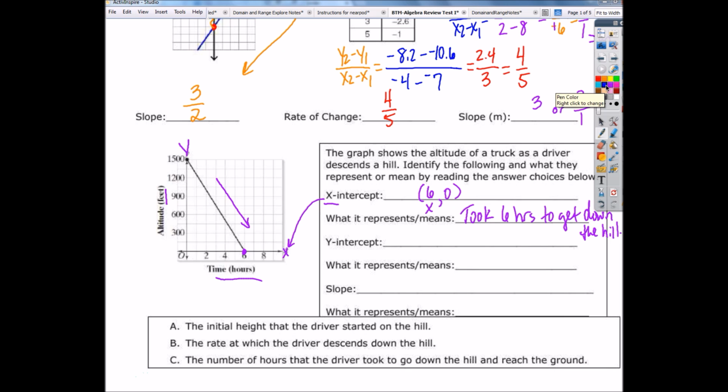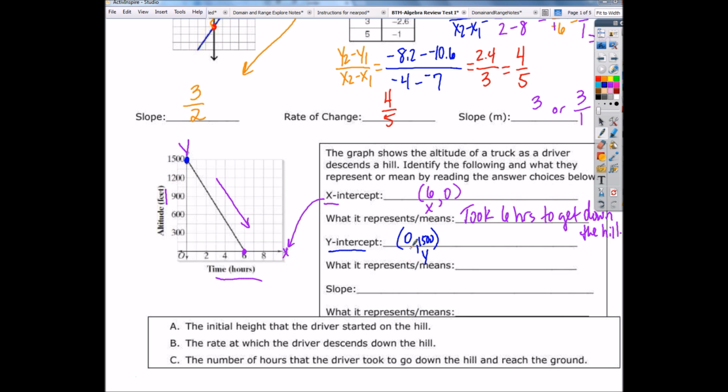The y-intercept, let's check that out. The y-intercept has to cross the y-axis. Bam! There it is. So we know that's the number. And since it's a y-intercept, I have to have a y value, and in this case it's 1500. And if we're finding the y-intercept, the x is always 0. You starting to see a pattern? X-intercept, y is 0. Y-intercept, x is 0.